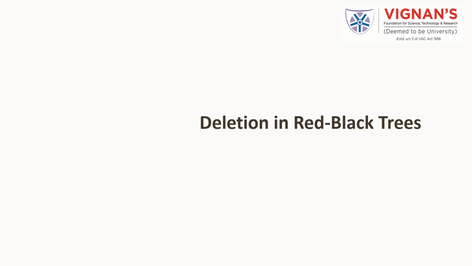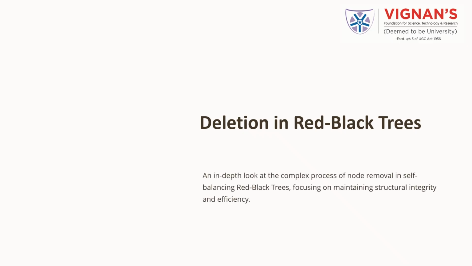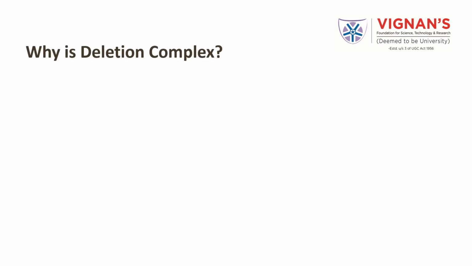Deletion in red-black trees. Deletion in a red-black tree is the process of removing a node while preserving both the binary search tree structure and the balancing properties of the tree. During deletion, removing a node may affect node colors and black heights, making the operation more complex than insertion. The objective of the deletion process is to maintain balance and ensure that search, insertion, and deletion operations continue to work in logarithmic time.